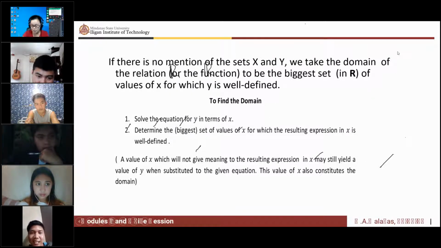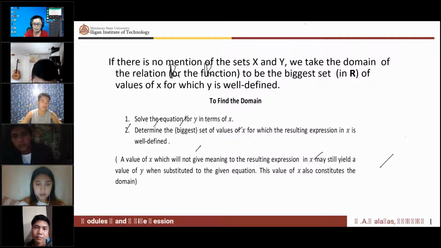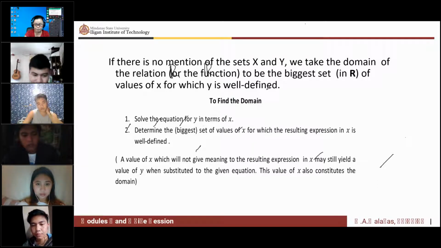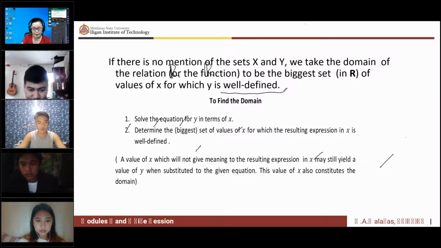Now, if there is no mention of the sets X and Y, we take the domain of the relation or the function to be the biggest. Take note, we take the domain to be the biggest set in the set of real numbers of values of x for which y is well defined. By well defined, we mean our y has a meaning in R.